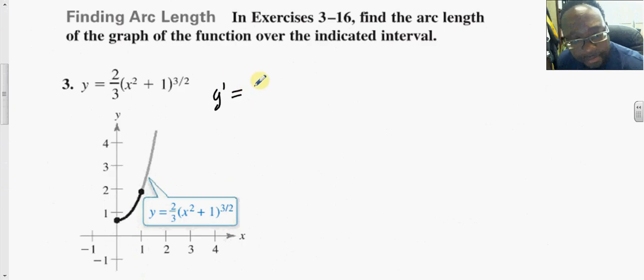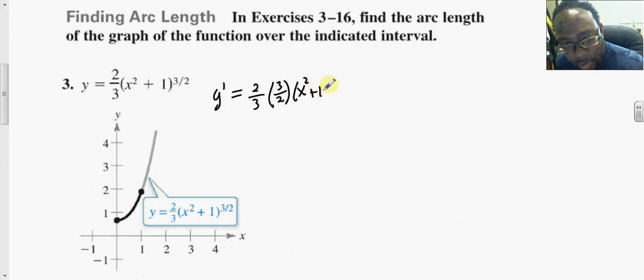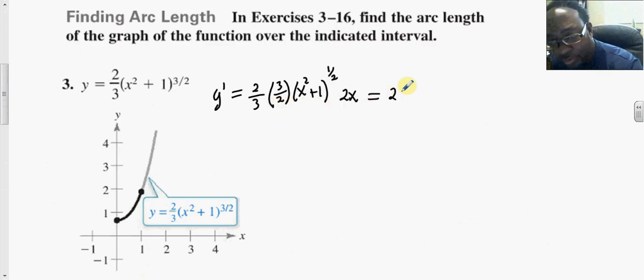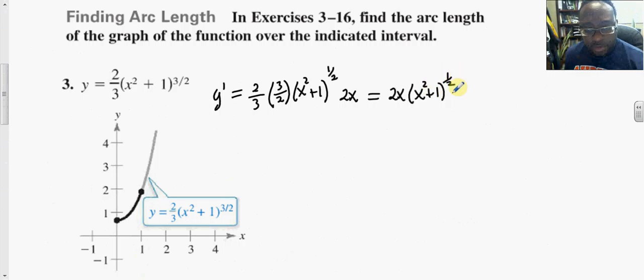So y prime is 2/3 times 3 over 2 times x squared plus 1 to the 3/2 minus 1, or minus 2 over 2. We have left 1/2 times the derivative of the inside, which is 2x. We simplify that, and the y prime gives us 2x times x squared plus 1 to the 1/2 power.